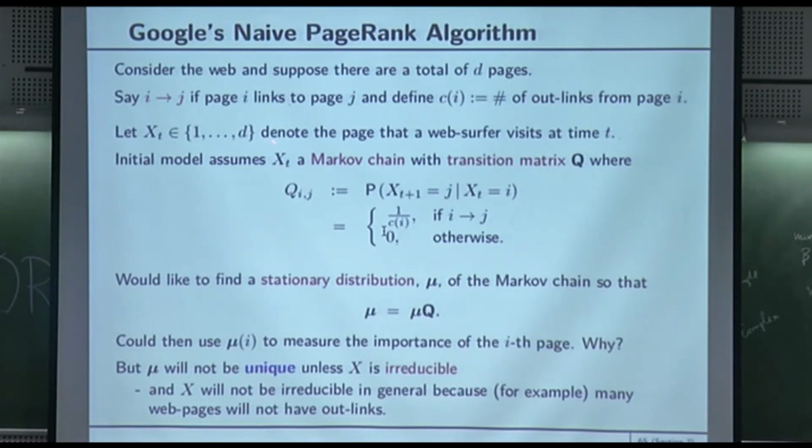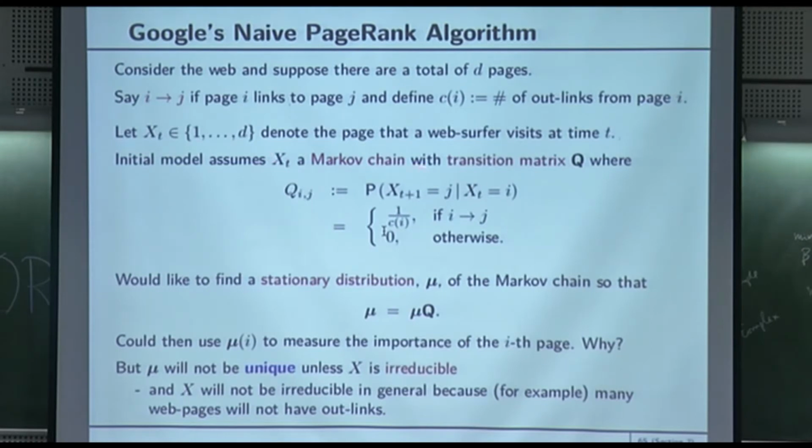The initial model assumes that x_t, the movement of this user, is a Markov chain with the transition matrix Q given as follows. Q_ij, which is the probability that x_{t+1} is equal to j, given that x_t is equal to i. So at time t, I'm on page i. The probability that I'm going to go to page j is simply 1 over c_i, where c_i is the number of outlinks. We are just going to say that a person is equally likely to follow any of those links. And it's 0 if i is not connected to j. It doesn't go to something else.